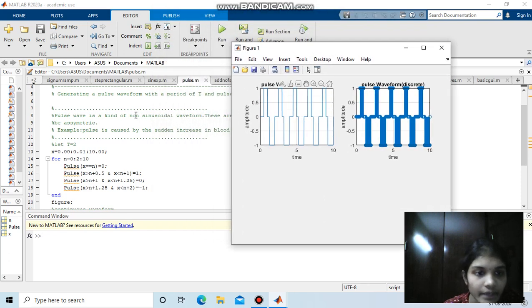we got like this. I took here a pulse function in a for loop. First let us take n is equal to 0. If n is equal to 0, x is equal to 0 gives 0. So we got x is equal to 0, 0. And when x is greater than n plus 0.5, that is x is greater than 0.5 and x is less than 1, it is 1. So it is 1 for x from 0.5 to 1. And when x is greater than 1 and x is less than 1.25, it is 0 again. And when x is greater than 1.25 and x is less than n plus 2, it is minus 1.